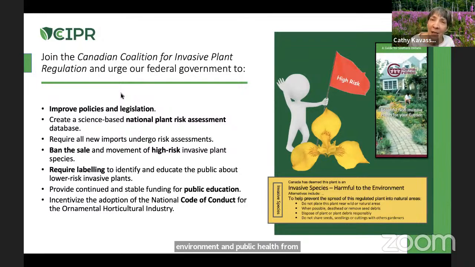To meet our obligations under the Convention on Biological Diversity, Canada must improve policies and legislation. We should create a science-based national plant risk assessment database. We should require all new imports undergo risk assessments. We should ban the sale and movement of high-risk invasive plants.